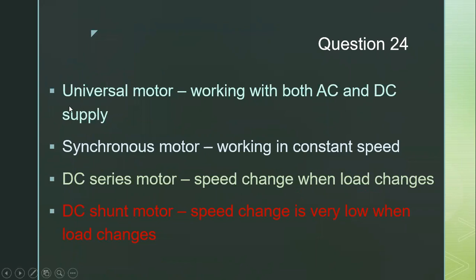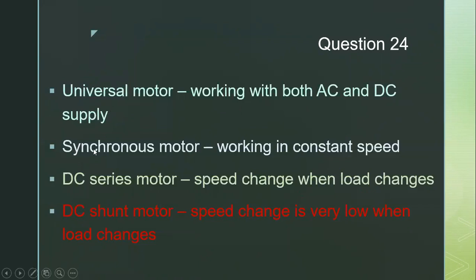Let us discuss the four options. First one is the universal motor. What is a universal motor? You can see it in our home, it is a familiar one. The mixer that we use has a universal motor. Universal means you can work with both AC and DC. You can give the AC supply or the DC supply, and the universal motor will work.